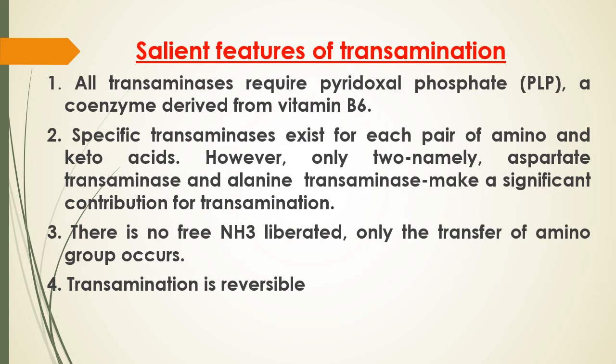Salient features of transamination. All transaminases require pyridoxal phosphate, a coenzyme derived from vitamin B6. Specific transaminases exist for each pair of amino acids and keto acids. There is no free NH3 liberated, only a transfer of amino group, and transamination is a reversible process.